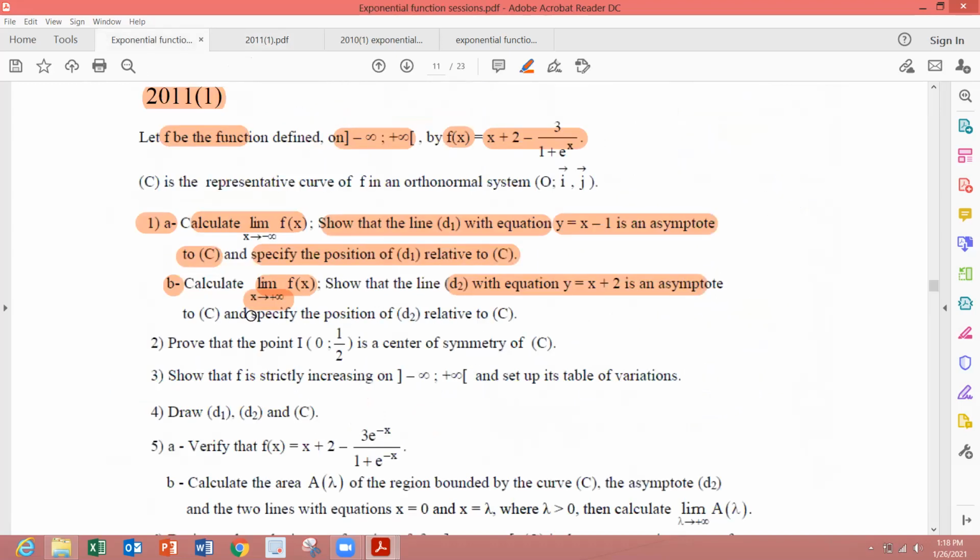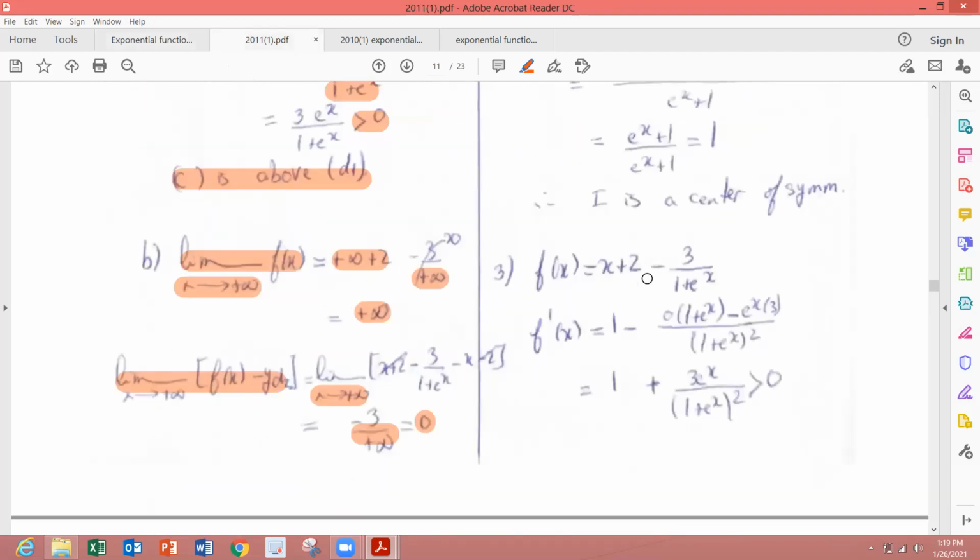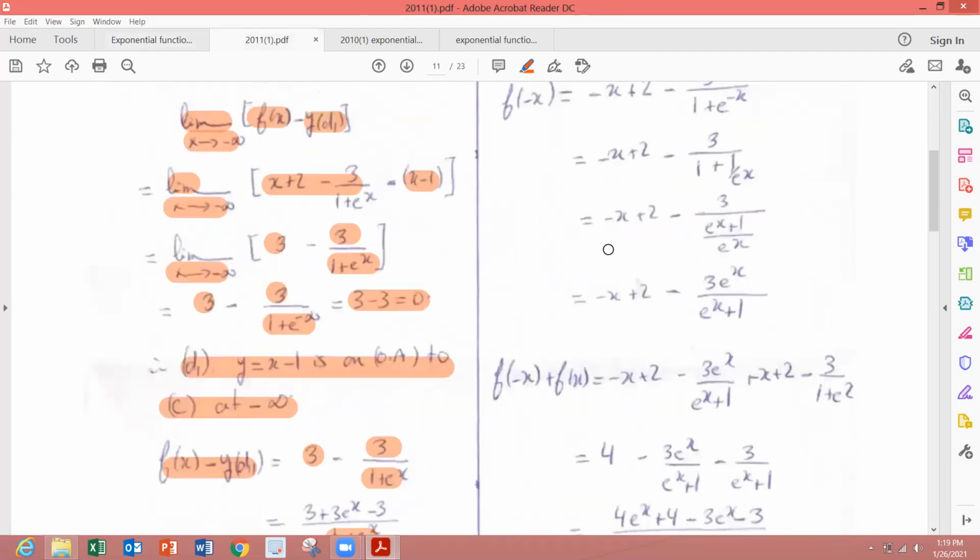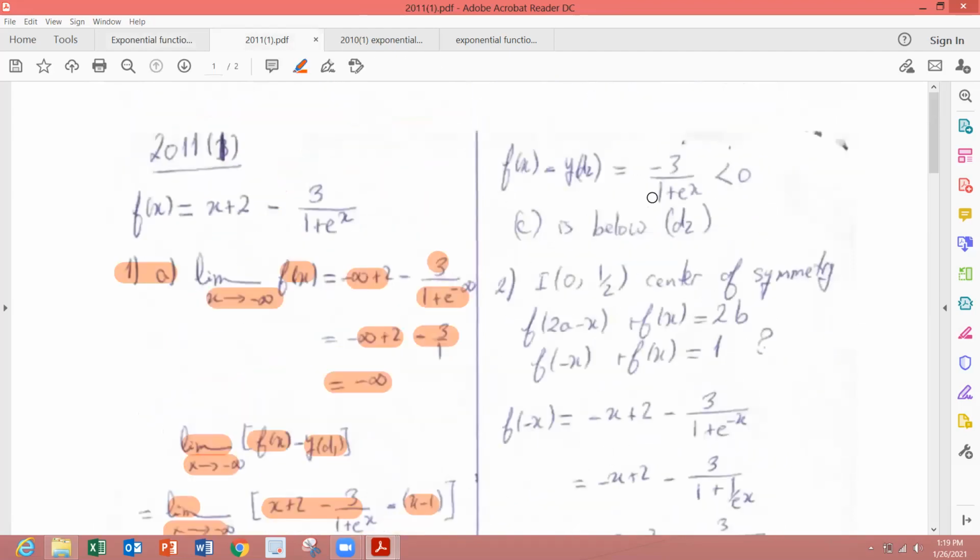And specify the position of D2 relative to C. To specify the position, we study the sign of f(x) minus y_D2, which is minus 3 over 1 plus e^x, which is negative, then C is below D2.